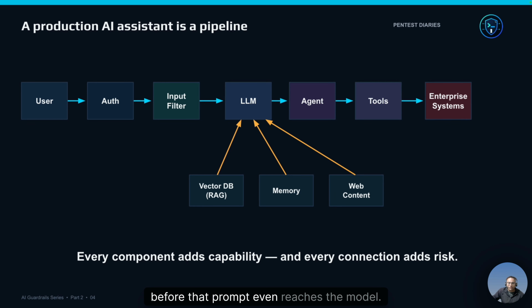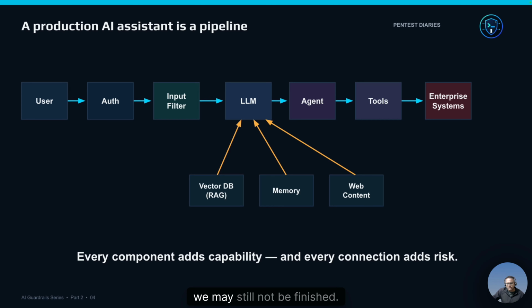Before that prompt even reaches the model, the application may authenticate you and determine what you are allowed to access. Then an input filter might inspect your request. After that, the system may search a vector database to retrieve company documents relevant to your question. It may also bring in previous conversation memory. Maybe it retrieves information from the web. All of that information gets assembled and eventually provided to a large language model.